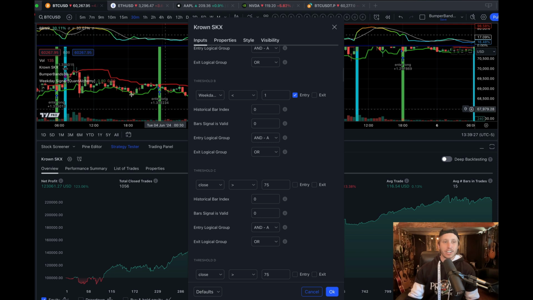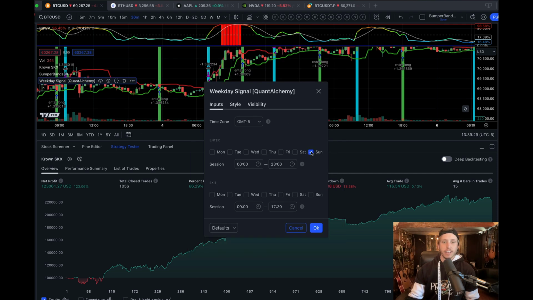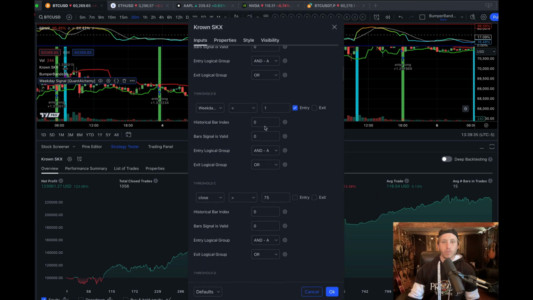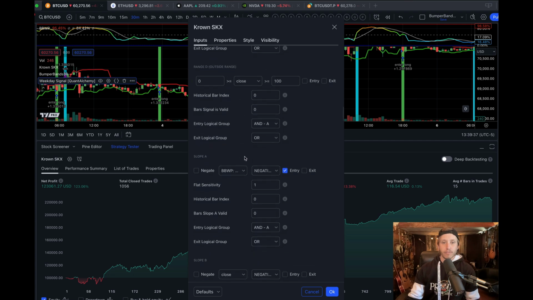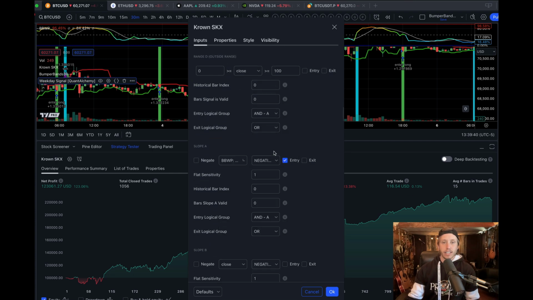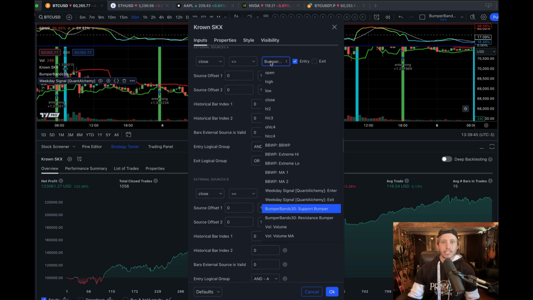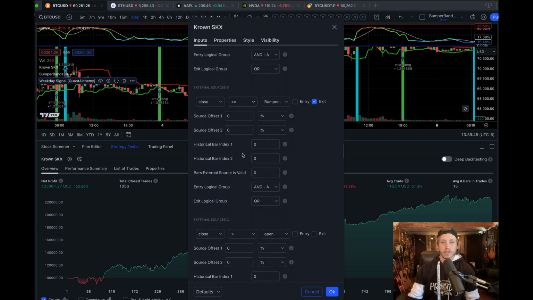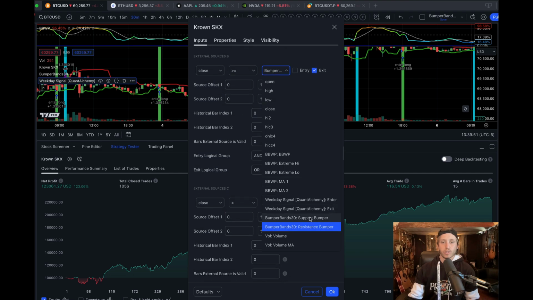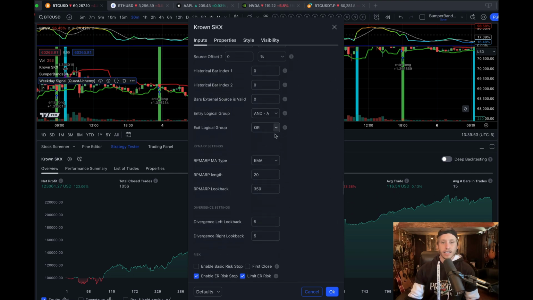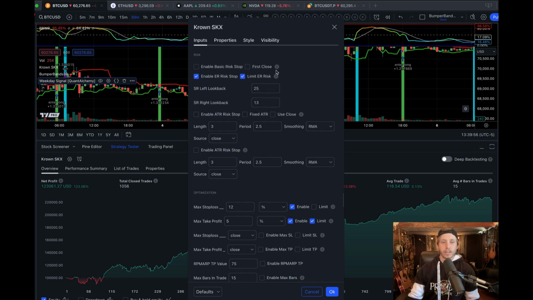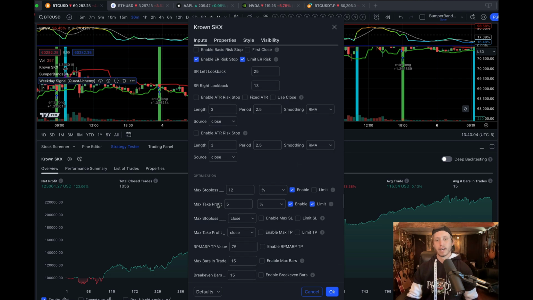This strategy does not trade on Sundays, so you can see I have the whole day of Sunday taken out, and so it won't take a trade on Sunday. Like I said before, there's the BBWP moving average, which has to be negative, and then the bumper bands: price closes less than or equal to support bumper for entry and greater than or equal to resistance bumper for exit. And the third thing is risk. Risk right here is set at 25 and 13 for the emergency stop risk, and the max stop loss is 12. Max take profit is 5.